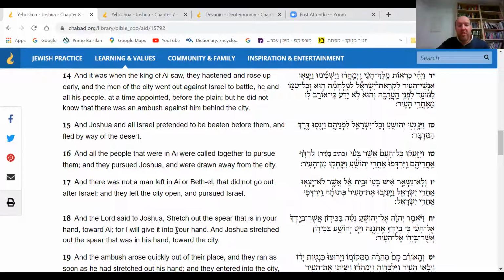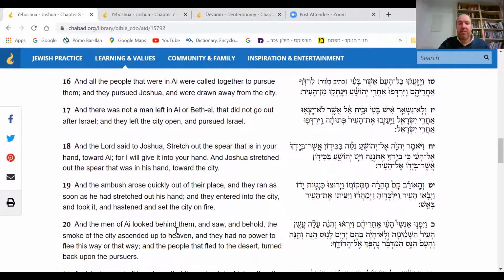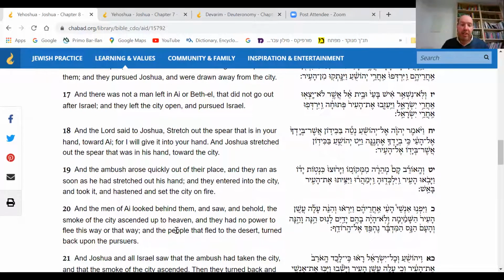And the Lord said to Joshua, stretch out the spear that is in your hand toward Ai, for I will give it into your hand. And Joshua stretched out the spear that was in his hand towards the city. Okay, so Joshua follows the instructions. This is also a sign for the ambush that lies in wait.